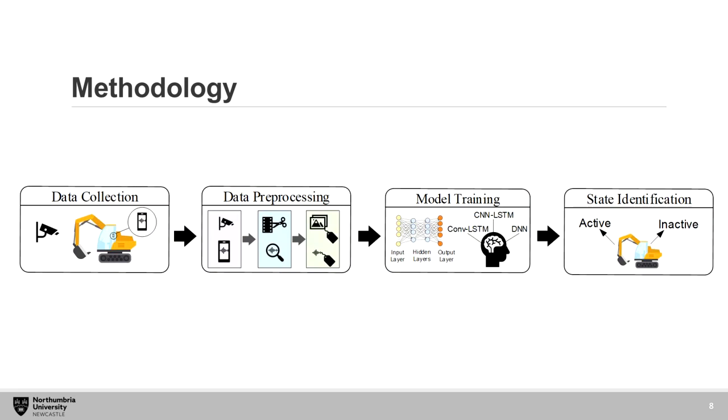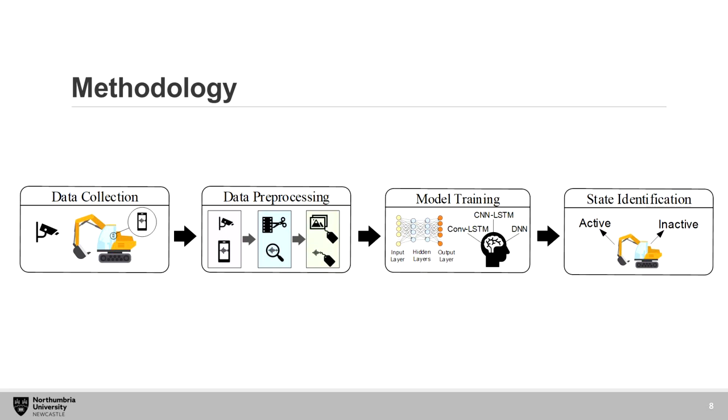Here I'd like to talk about our methodology. In this study, we define two states for equipment: active or inactive. Active is the time that the equipment unit is actively working, and inactive is the time that the equipment unit is not working, including the idle time and the time the equipment engine is off. To classify the state as active or inactive, in the first step, we need to collect the required data.